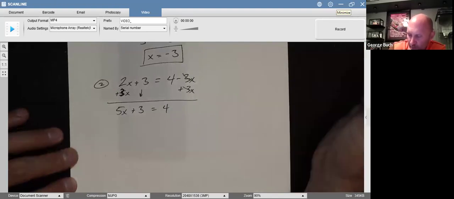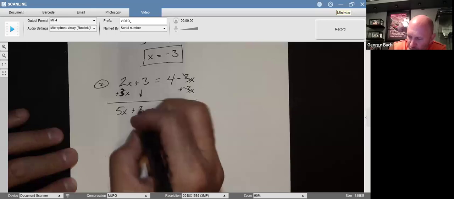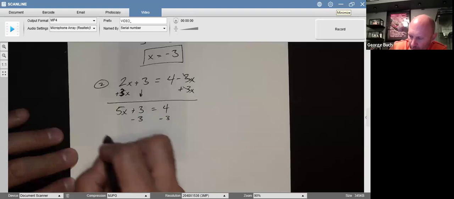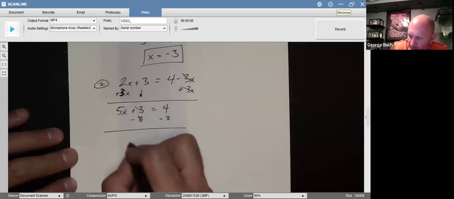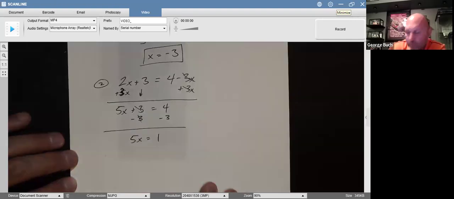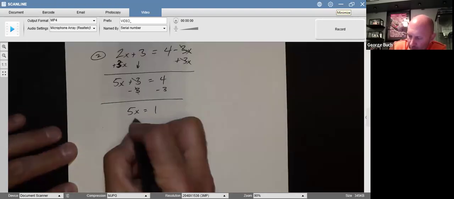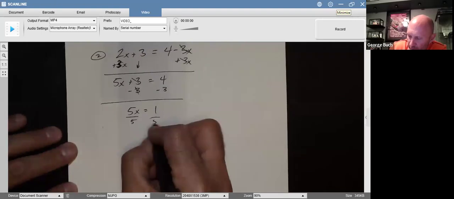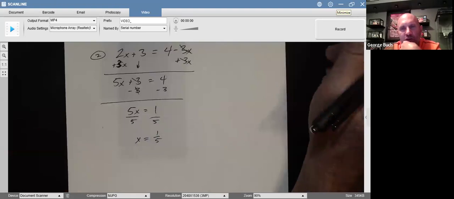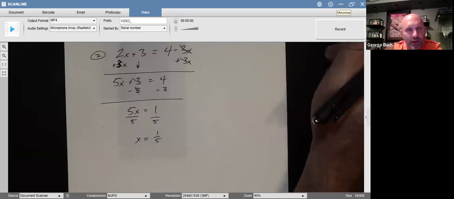So we do what now? Now I'm going to subtract 3 from both sides. These cancel out, so I get 5x. 4 minus 3 is 1. Then divide everything by 5. X equals 1/5. Uh-oh, I got a fraction. So what? So you got a fraction.